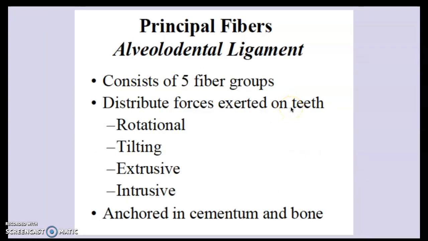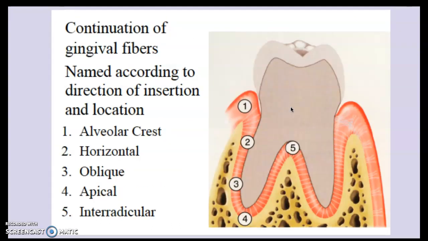So now we're done with the gingival fibers. Now we're going to go over the principal fibers of the alveolodental ligament. This is also 5 fiber groups, and it distributes forces exerted on the teeth. So you have rotational, tilting, extrusive, and intrusive. And it's anchored in cementum and bone. So the continuation of gingival fibers, this is named according to the direction and insertion location, just like the other one. There's alveolar crest, horizontal, oblique, apical, and interradicular.